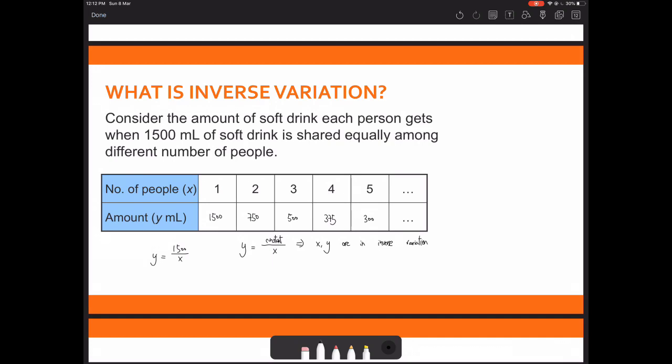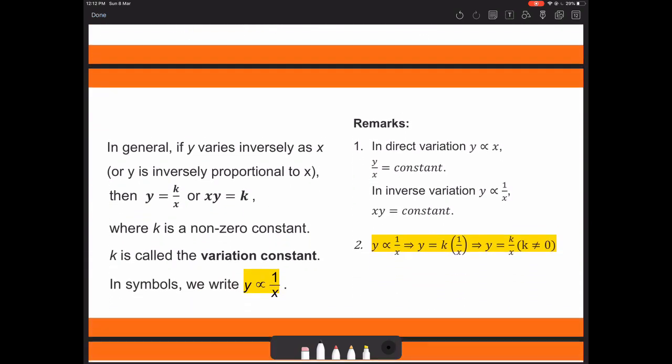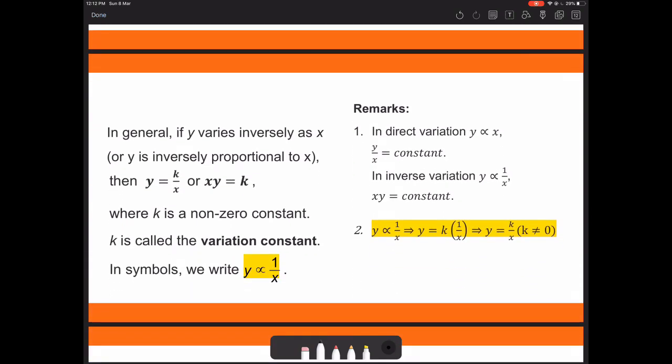Or if we know x and y are in inverse variation, then we can also say y is equal to a constant over x. So in general, if y varies inversely as x, or we can say y is inversely proportional to x, then we have y is equal to a constant k over x. Or if we move x to the left hand side, we have the product of x and y is equal to a constant k, where k is a non-zero constant.